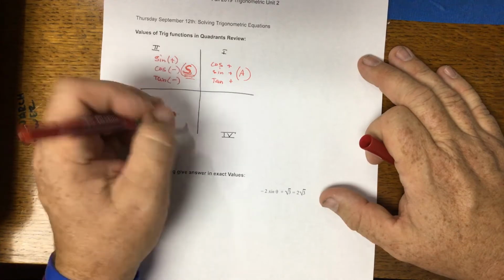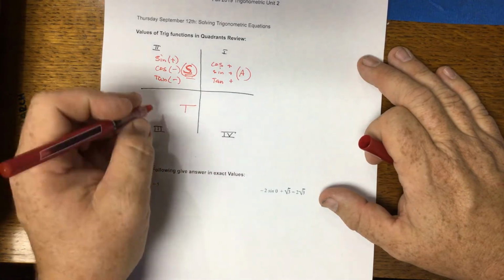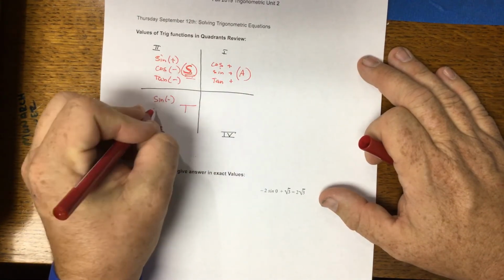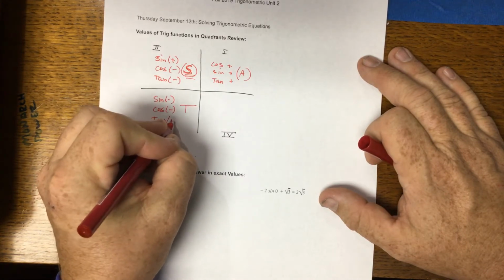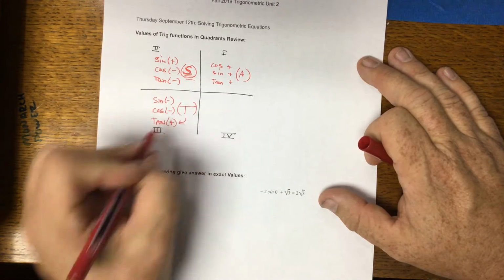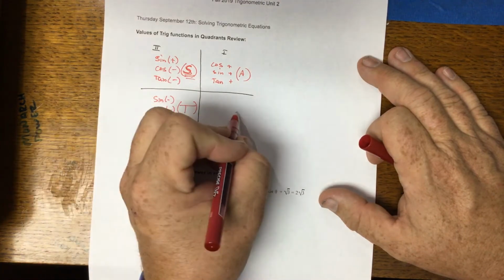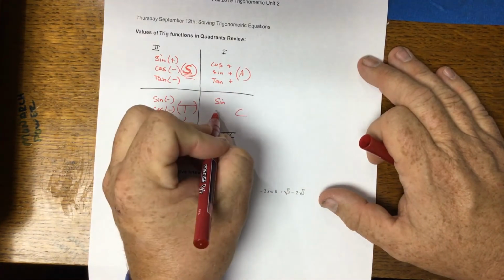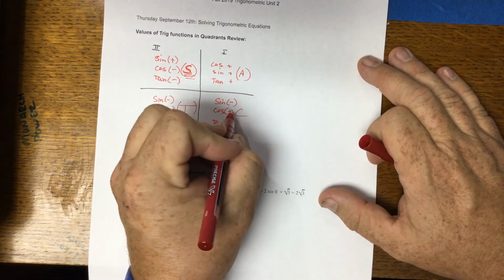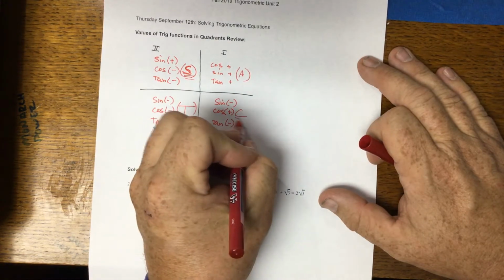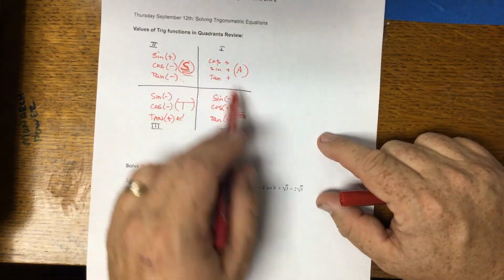And then we look at this one. I showed you guys yesterday, all students take. That means sine is negative, cosine is negative, and tangent is positive. That was a T for tangent. Tangent's the only one positive. And in quadrant 4, sine is negative, cosine is positive, tangent is negative, and that's where the C comes from. So it's just a little way to remember what we're looking for.